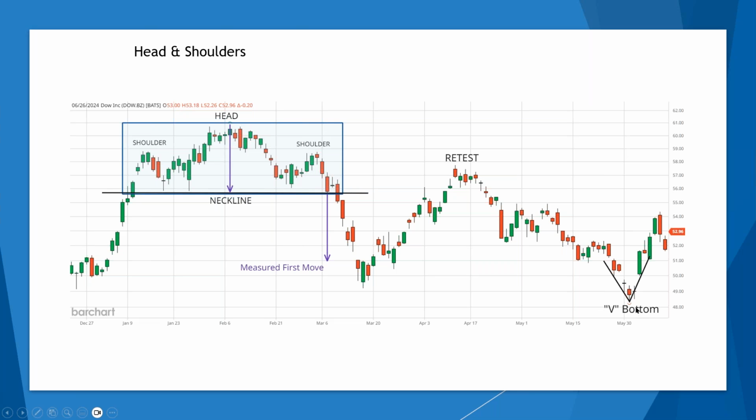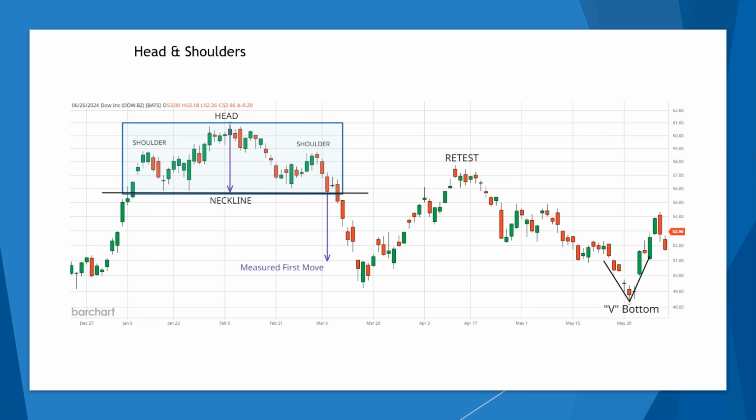Now, I do have a V bottom here. We'll talk about exits a little bit later today, but just remember this pattern here. V bottoms are an excellent indication when you are shorting a stock that it's time to exit. So we'll talk about exits in a bit.